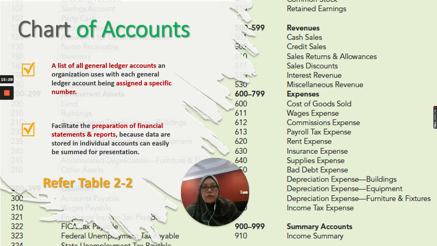Okay, so this is a sample chart of accounts that we discussed just now, that you can refer to in table 2.2. So a chart of accounts is a list of GL accounts that an organization uses, with each general ledger account being assigned a specific number. When they use this chart of accounts, it can facilitate preparation of the financial statements and reports, because data are stored in the individual accounts and can easily be summed up for the presentation in the report. So normally when we use an accounting system, it uses a chart of accounts. So the chart of accounts uses coding techniques to organize the data.